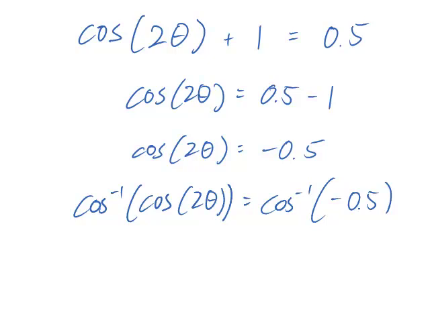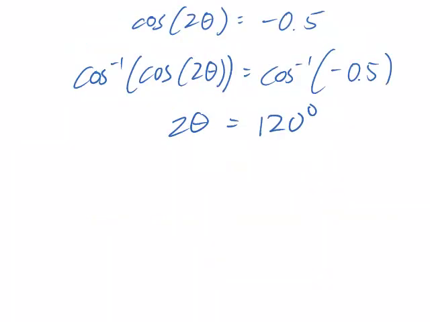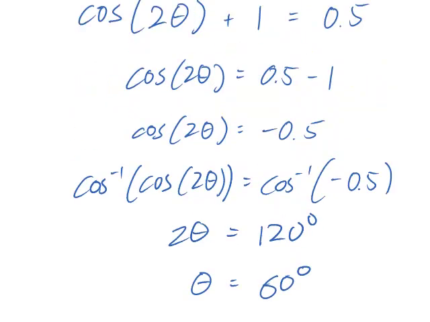And so on the left, that's easy. The cosine and cosine inverse cancel each other out. But now, what is cosine inverse of minus 0.5? I stick that into the calculator, it gives me 120 degrees. And then theta equals, well, what's 120 divided by 2? 60 degrees. Poof, done. Right?